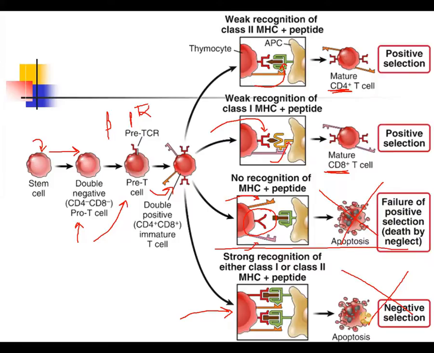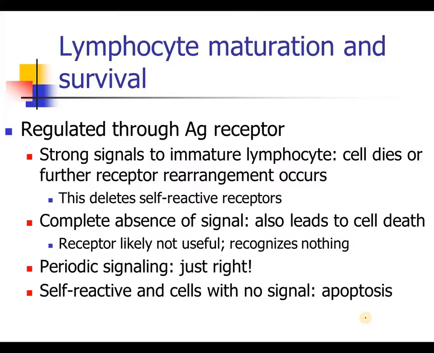So the twist here is you've got to think about the co-receptors, CD4 and CD8. If it recognizes MHC class II, it's going to be a CD4 positive T cell, assuming that the T cell receptor is okay. If it recognizes MHC class I plus the antigen, it will be a CD8 positive T cell, single positive ultimately, as long as the T cell receptor is okay. And again, too strong recognition either way is negatively selected, meaning it will be taken out via apoptosis.